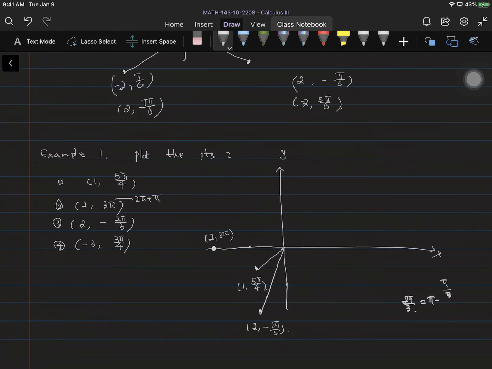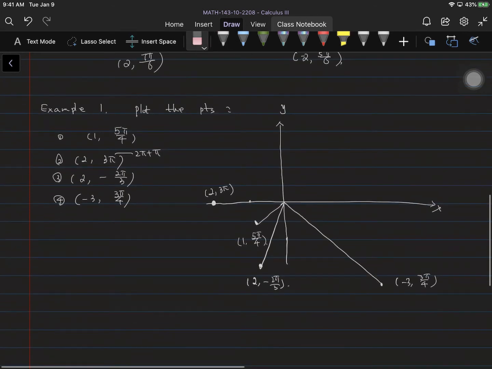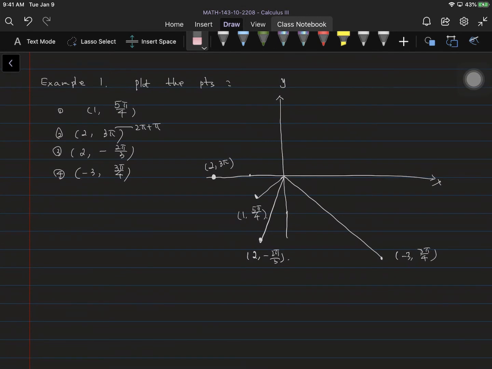The last point is (−3, 3π/4). Firstly, we find the angle 3π over 4. π minus π over 4, so it should be here. But, you know, it's negative 3, so it's not here. It goes to the opposite way. So negative 3 should be here. The angle is that angle, but r is negative, so opposite way. Okay, so that is the plot for all 4 points.